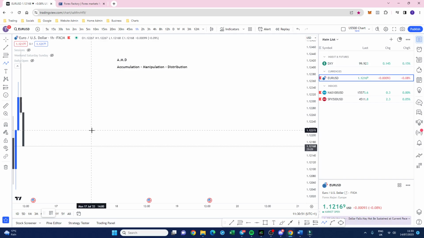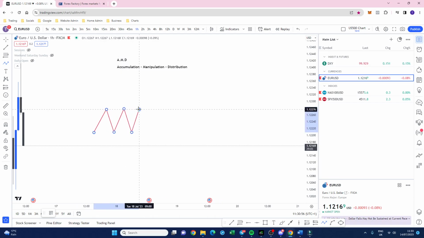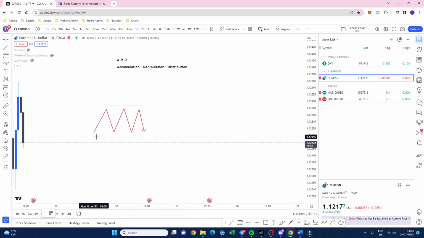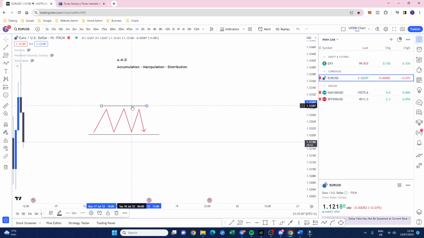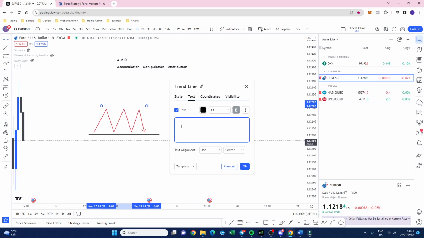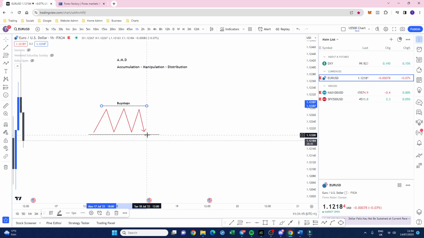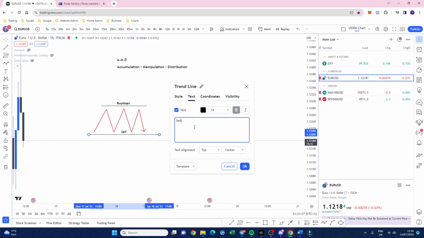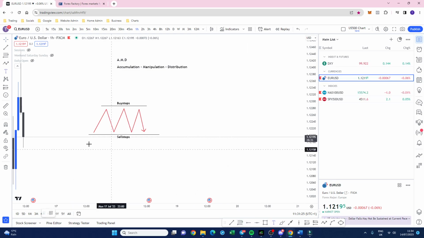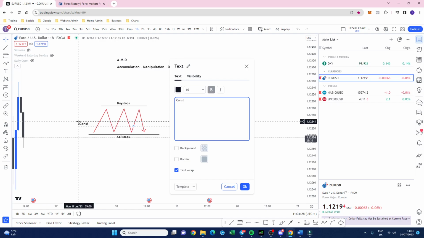Okay, so when you are moving around sideways, we call this here consolidation. What we end up getting in here is people placing orders. This is what it is. So up here, you're going to be seeing buy stops. And then down here, you're going to be seeing sell stops. Can I put that at the bottom? Yes, I can. So that sits right there, is your consolidation.